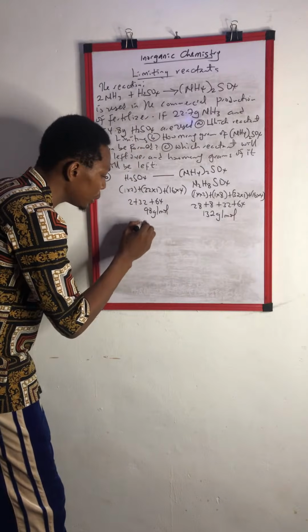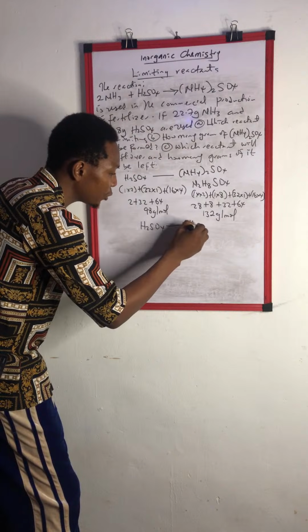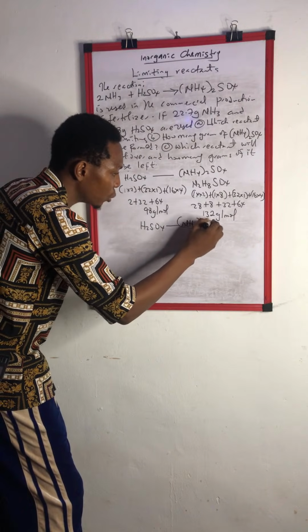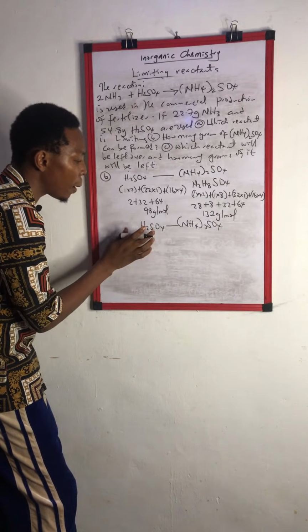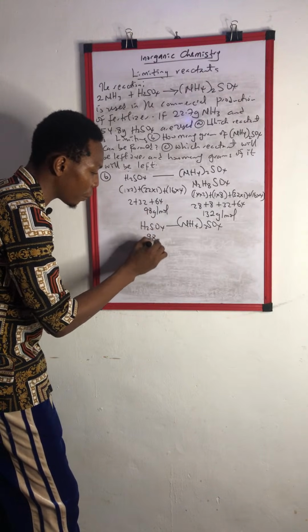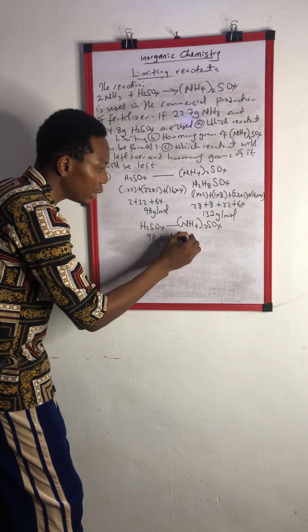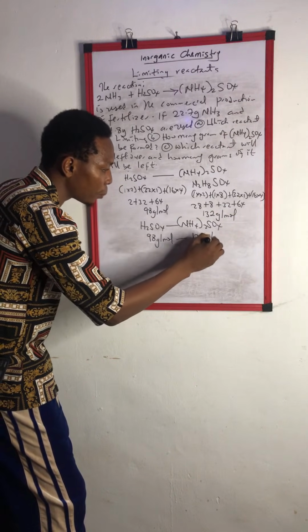So since we are working with H2SO4 and (NH4)2SO4, the molar mass of this is 98 grams per mole, and the molar mass for this is 132 grams per mole.